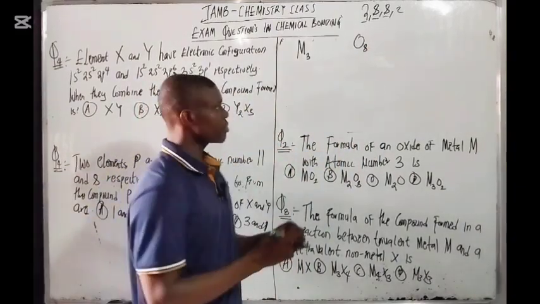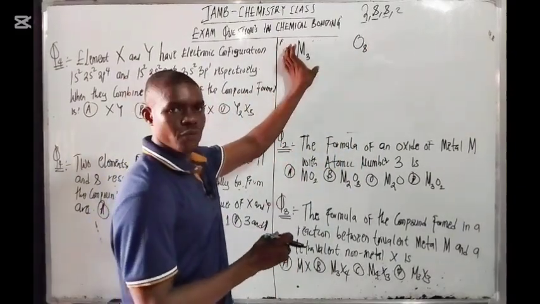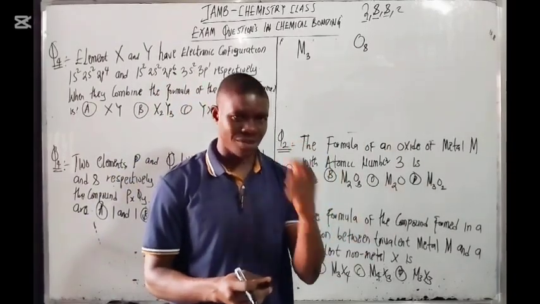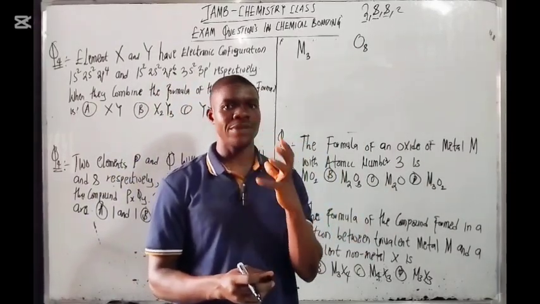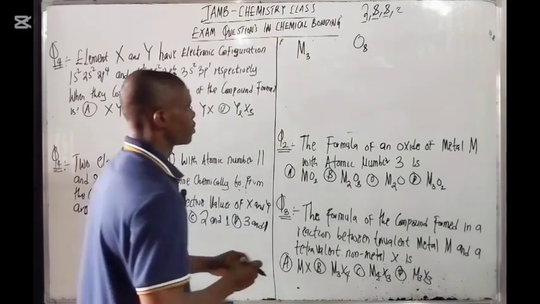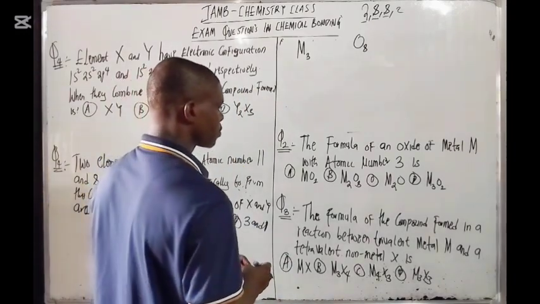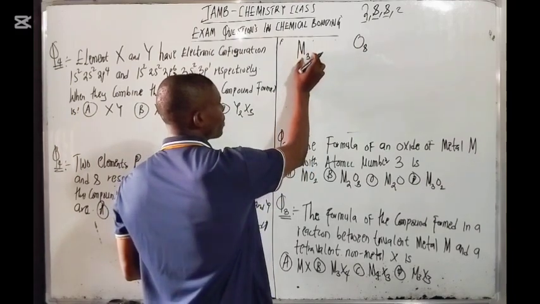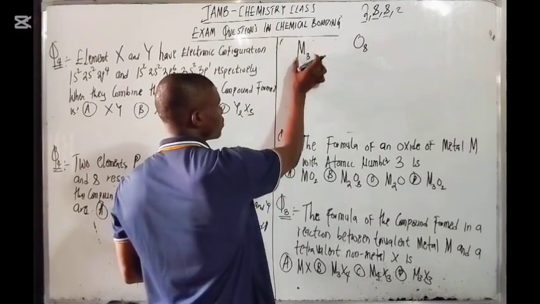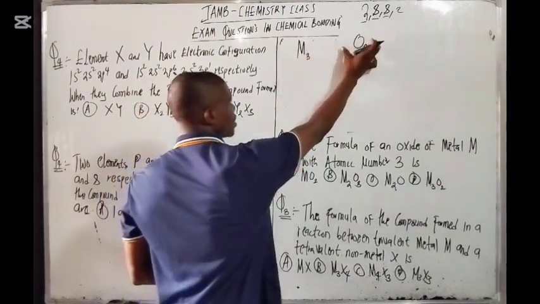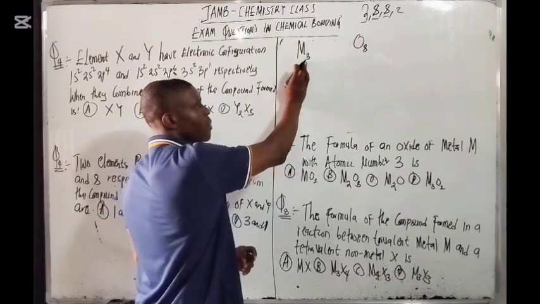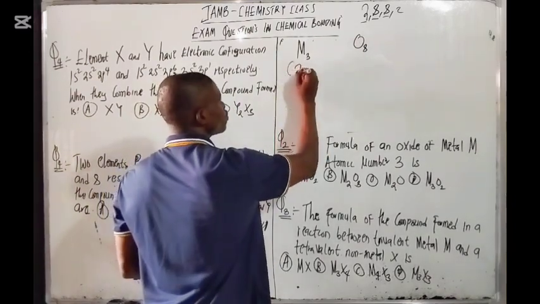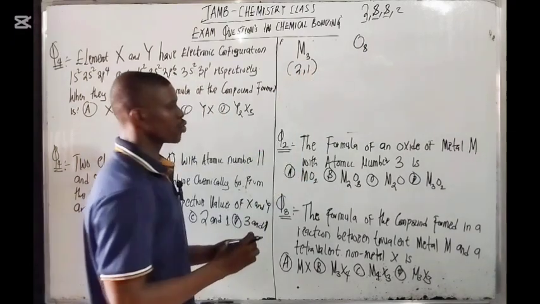Hope you understand. So let's write the electronic configuration of this here, so that we can know the number of electrons in the valence shell of the atoms. Remember, this is a neutral atom, right? So my atomic number here is 3, my electron number is 3. So it's going to be 2,1, right? Here we have 2,1.